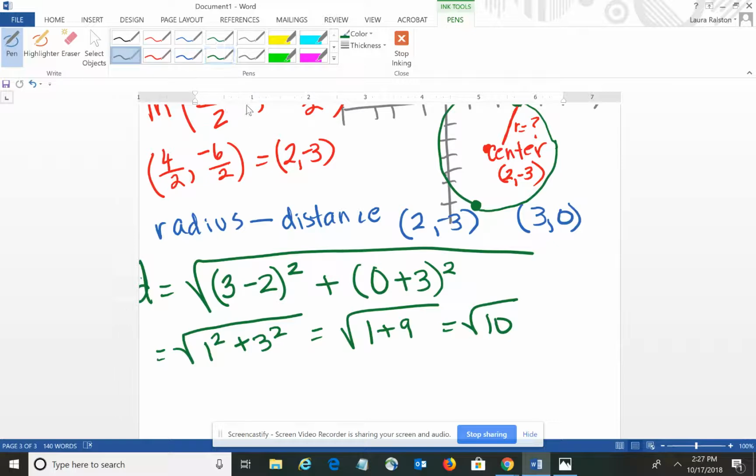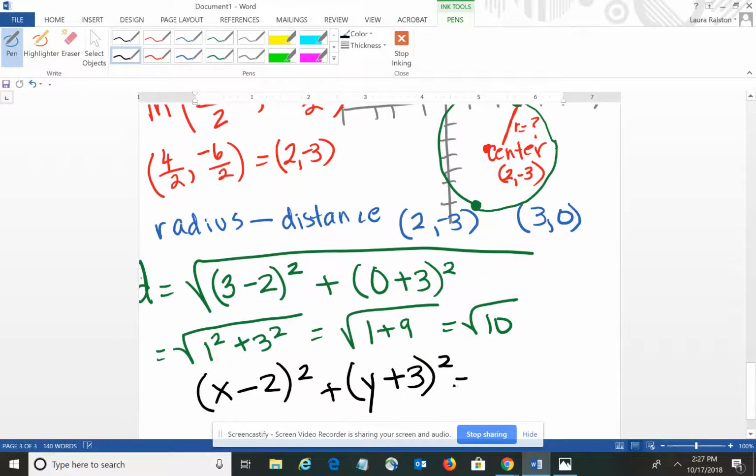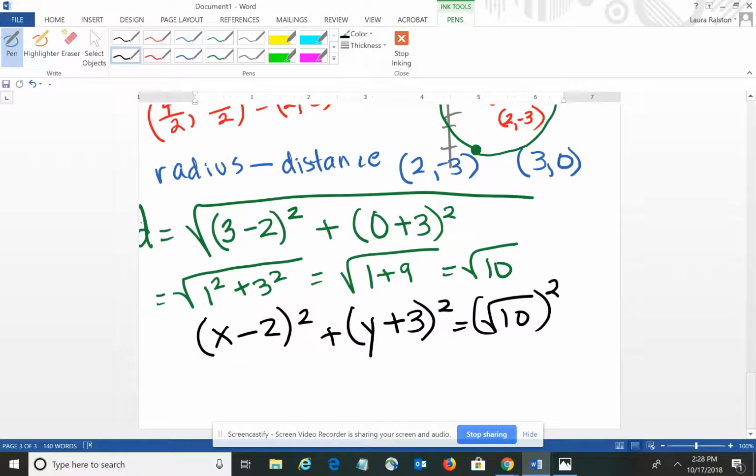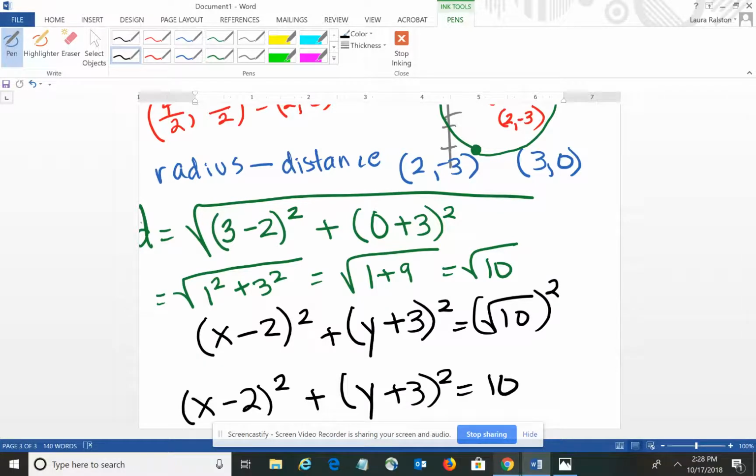So now I'm going to substitute back into my formula. So I have x minus 2 squared plus y minus negative 3, which makes plus 3 squared, equals the square root of 10, which was my radius, squared. And finally, if we simplify that, we have x minus 2 squared plus y plus 3 squared equals 10. Remember, squaring and square root are inverses of each other, so they would, in a sense, cancel one another off. So there's your final answer.